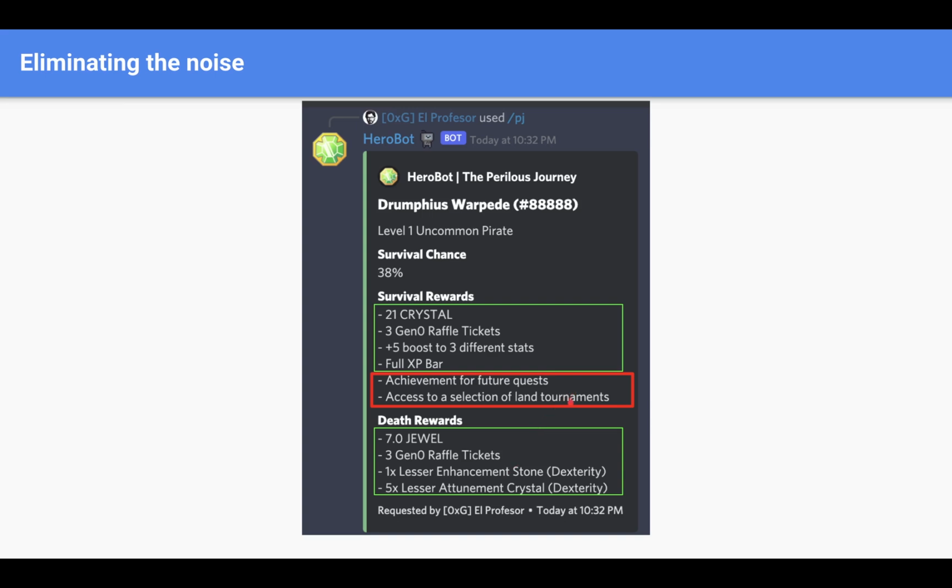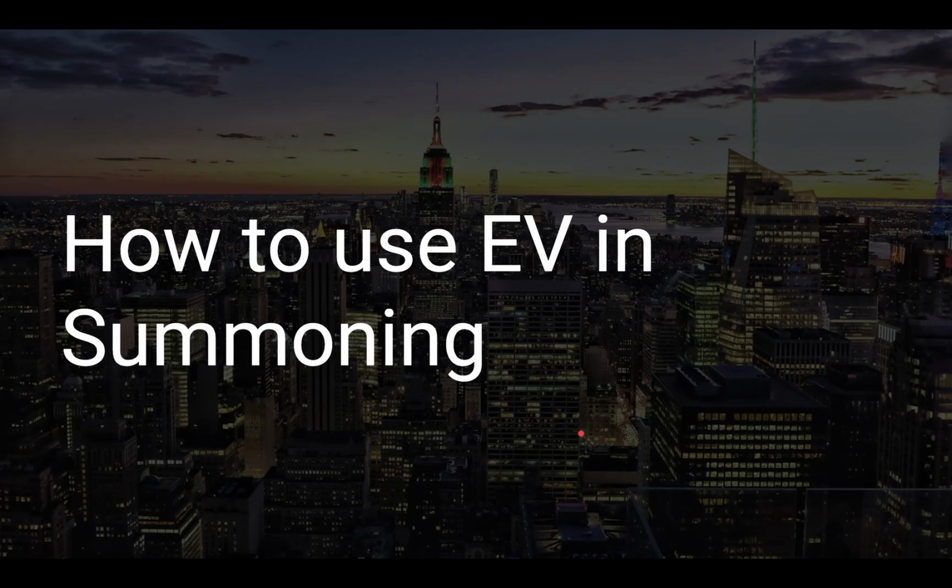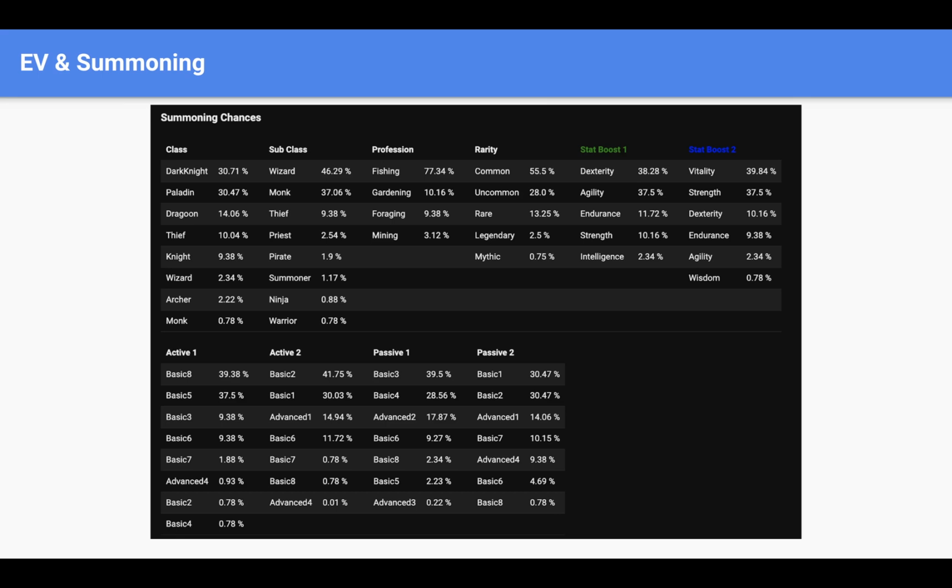But the problem is the red ones, so I just want to highlight this one. But then how do we use expected value in summoning? Let's use the screenshot I have here. It's kind of summoning chances.